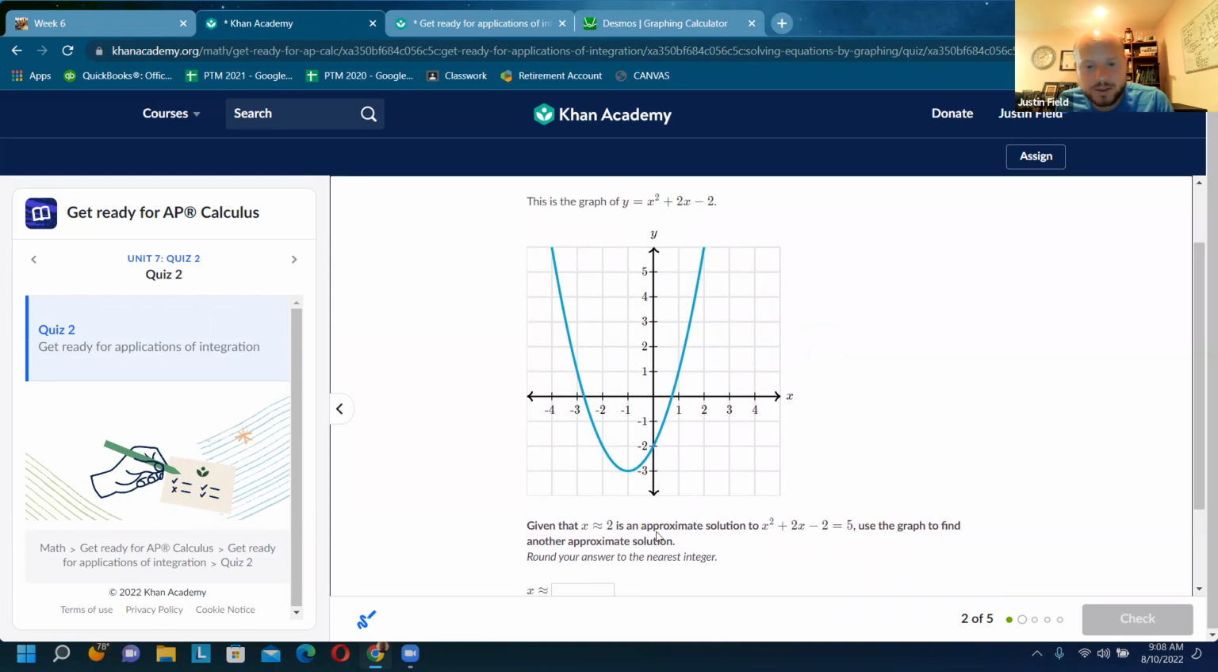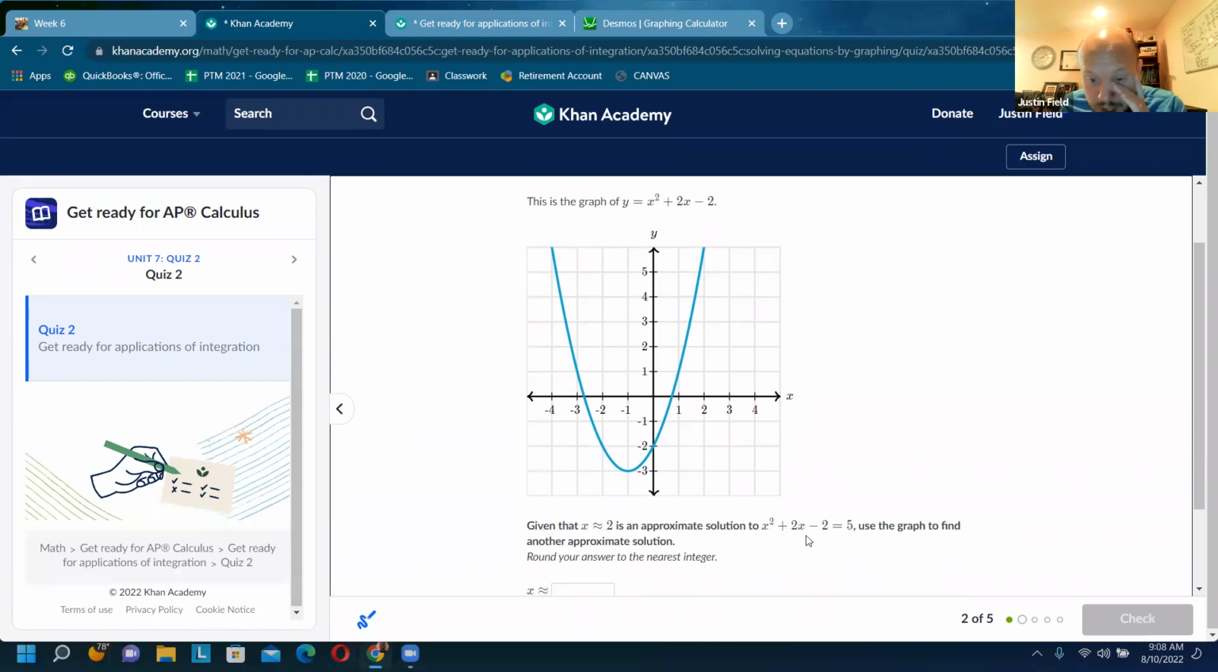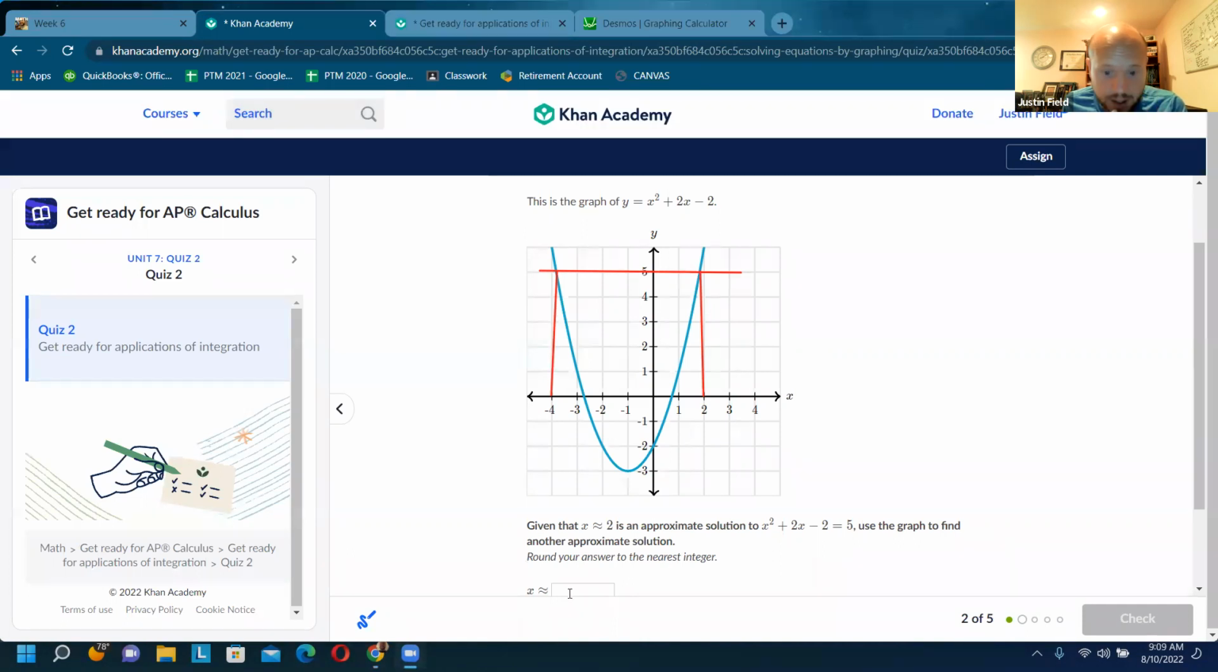Given that x is approximately 2, use the graph to find other approximate solutions. Okay. So wait. What's the difference here? X squared plus 2x minus 2 equal to 5. So that's when it equals 5. So that's that red line there. So they gave us this one right here. Okay, we see that. Now I guess, isn't that along those same lines? Negative 4.